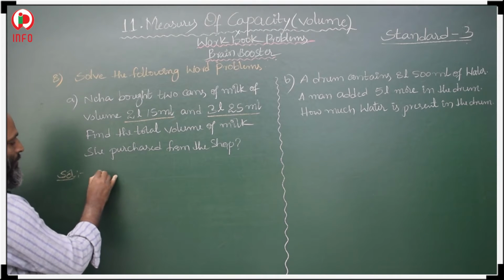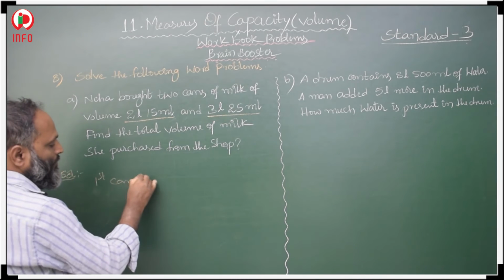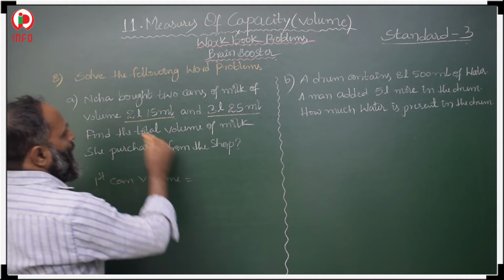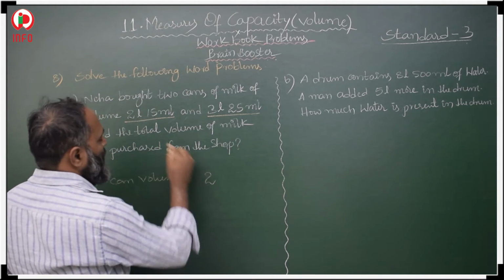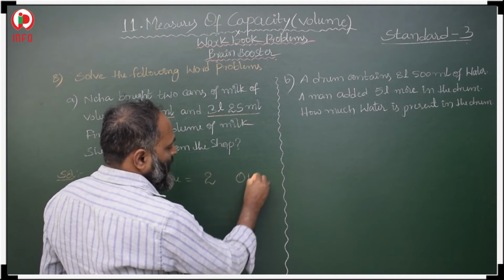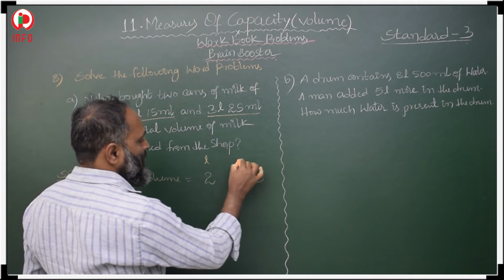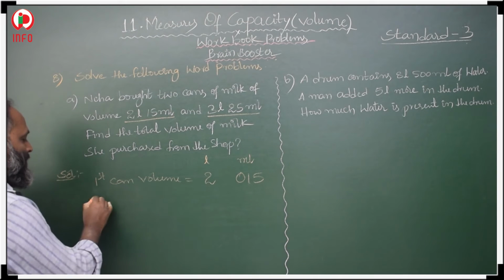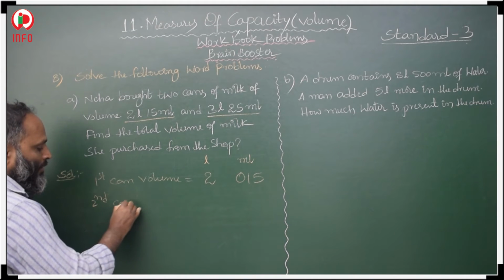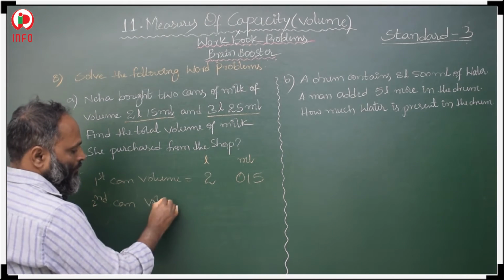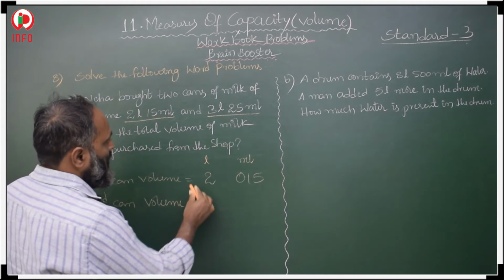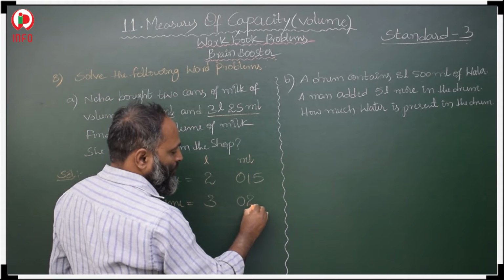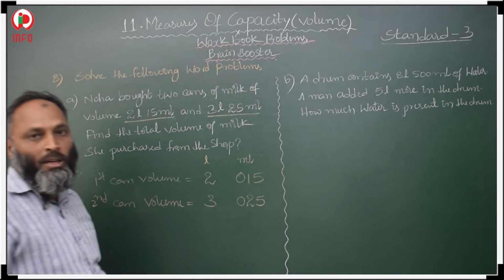First solution. First can volume, that is 2 liters. 15 milliliters means 015 milliliters. This is liters, this is milliliters. Second can volume, that is 3 liters 25 milliliters, 025, that is 25 milliliters.